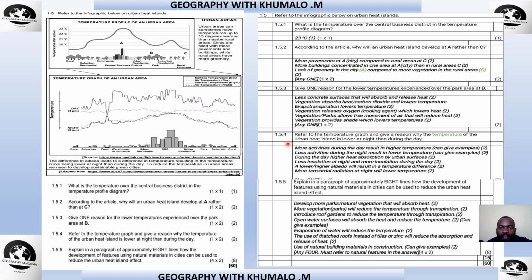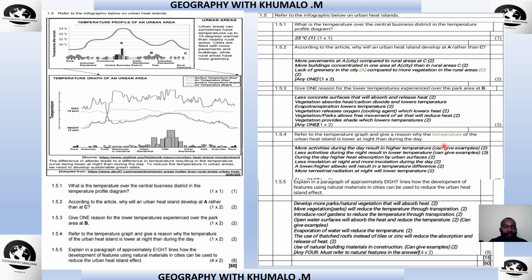Now, 1.5.4 says refer to the temperature graph and give a reason why the temperature of the urban heat island is lower at night than during the day. Now, we come to this one. Here, the answer is more activities happen during the day, which results in higher temperatures.